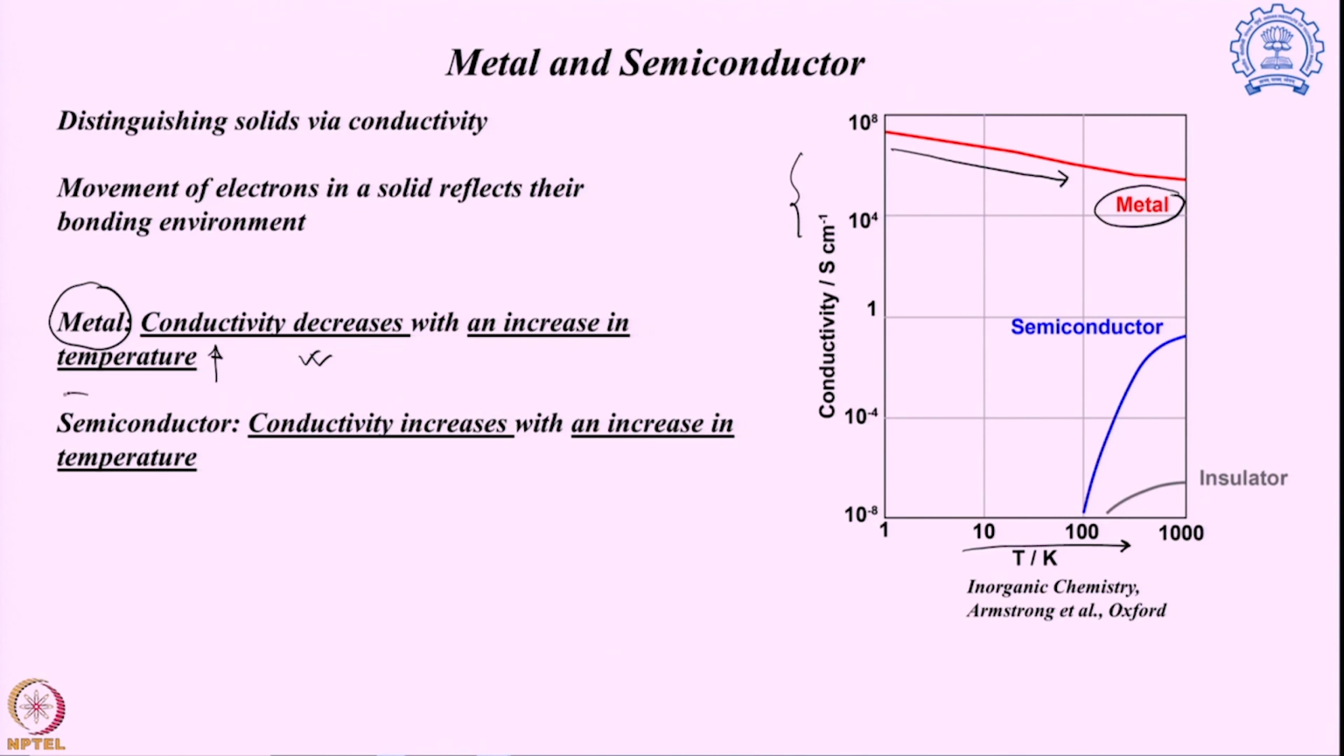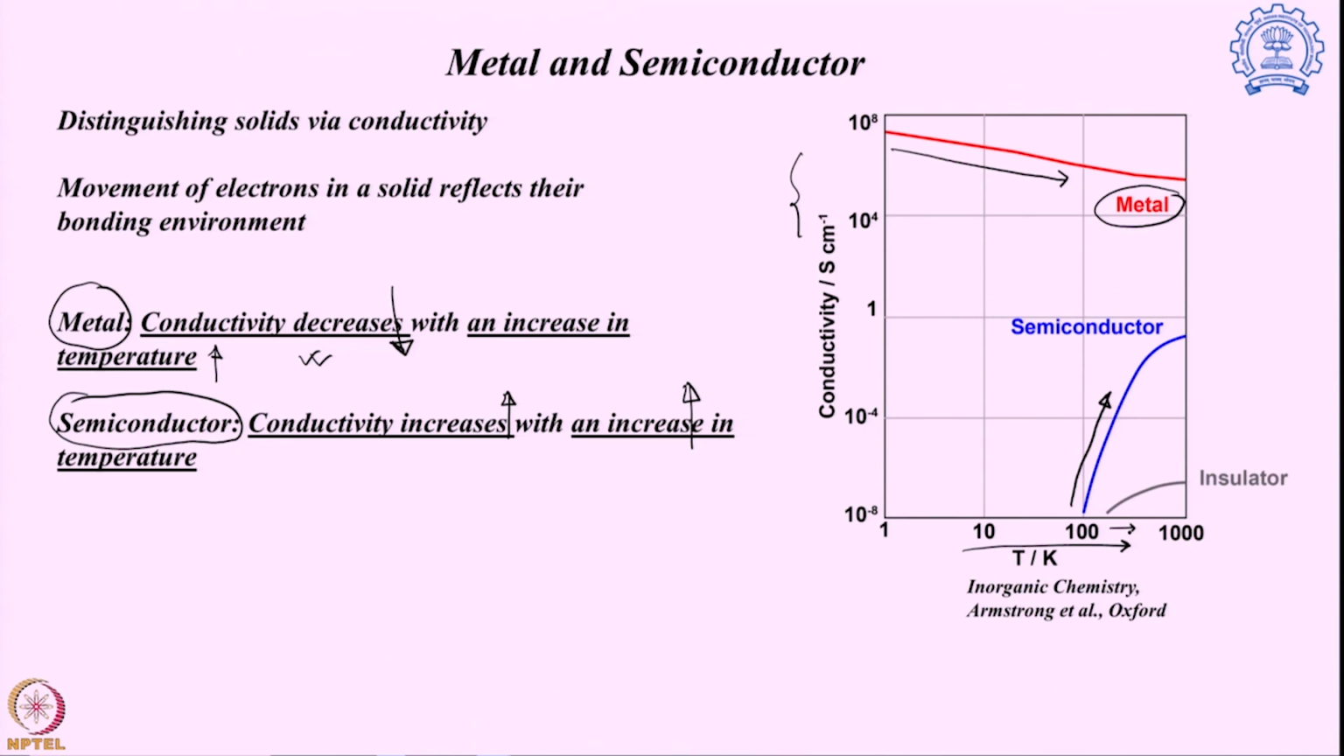On the other hand, a semiconductor shows exactly the opposite behavior, where the conductivity increases with an increase in the temperature. Previously it was a decrease in conductivity for metal, but now in a semiconductor the conductivity actually increases. Over here I am showing you the figure, and you can see for the semiconductor the conductivity increases as I increase the temperature. So, that is the basic distinction.